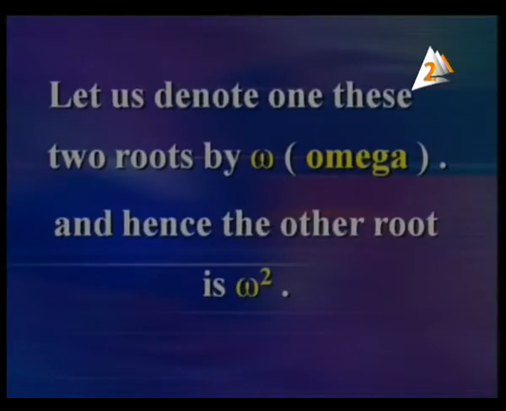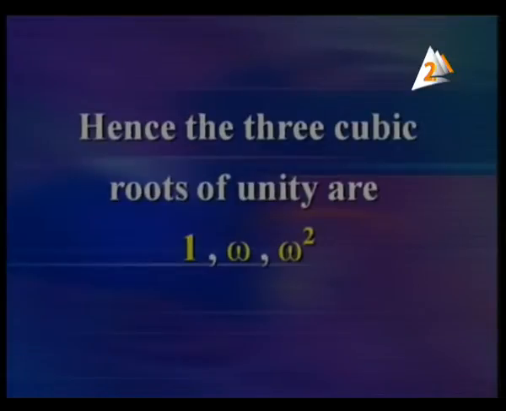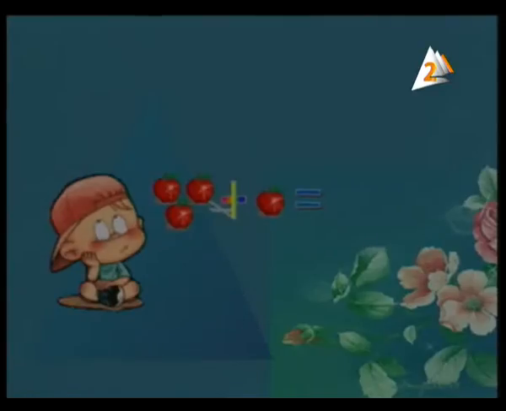Corollary. Let us denote one of these two roots by omega. What do we mean by omega? One of the roots of unity. And hence the other root is omega squared. Hence the three cube roots of unity are 1, omega, omega squared.